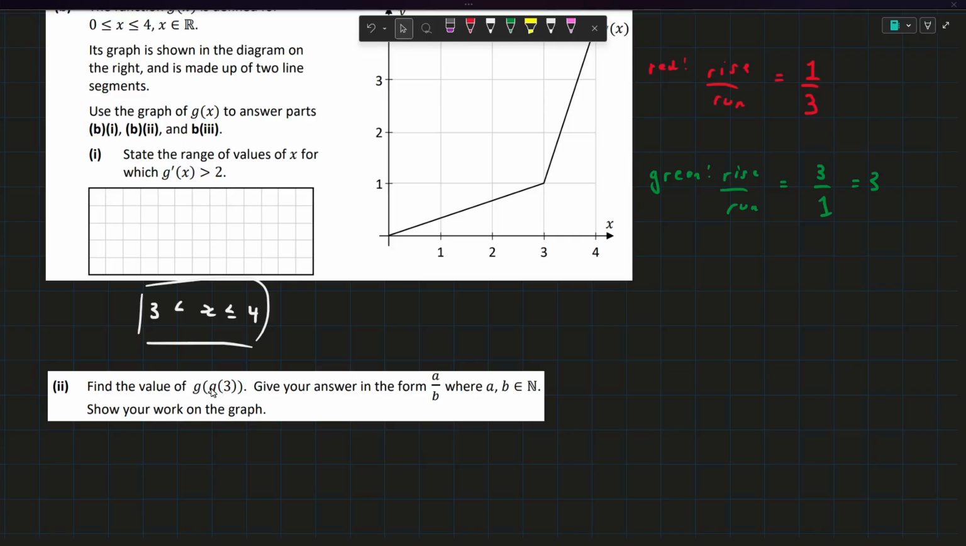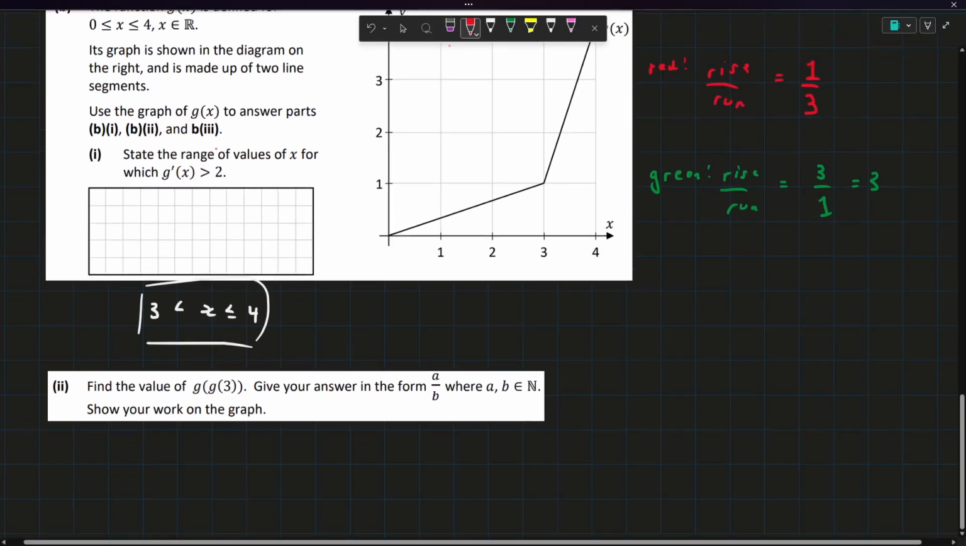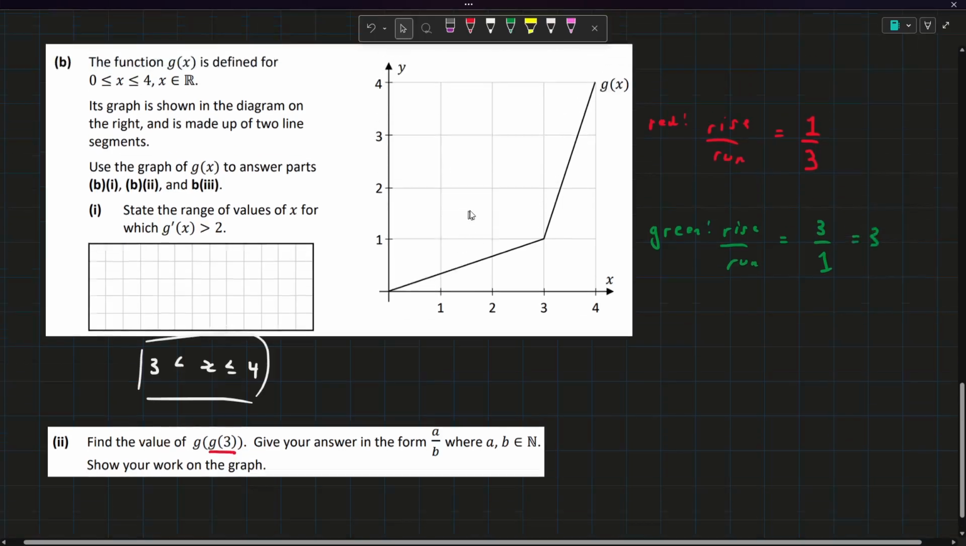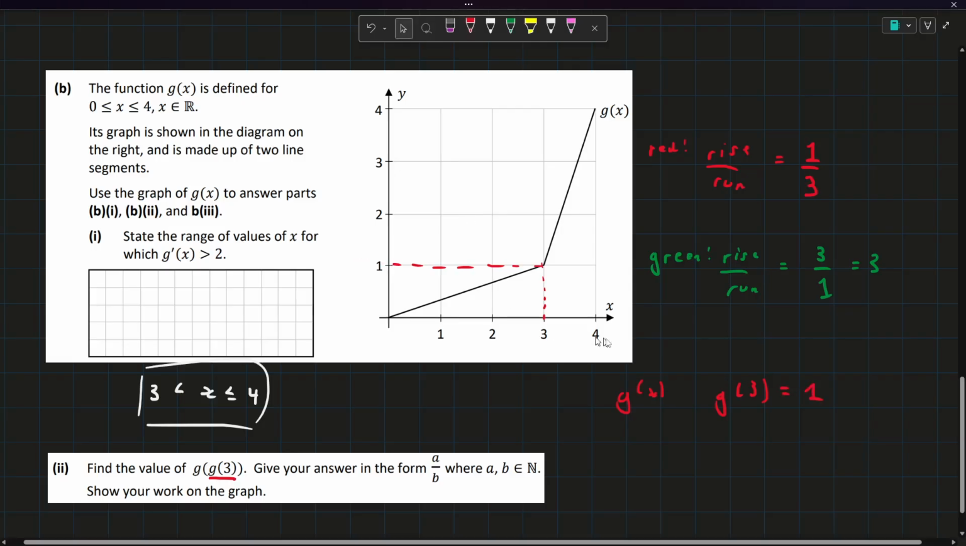For part 2, they want you to find the value of g of g of 3 and give your answer as a fraction, and they want you to show your work on the graph. So first of all, we can work from the inside to the outside. What is g of 3? Well, this line is our function g, and so when we sub in the x value 3, looking at g of 3, the x value is 3. To show your workings, you draw a line up and read out what the y value is. So the y value is 1, so g of 3 is equal to 1. That's the first thing you'd write.